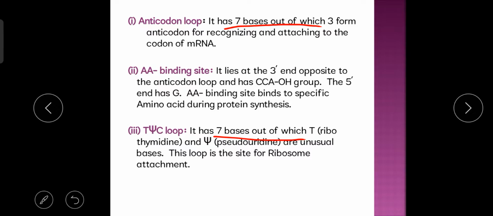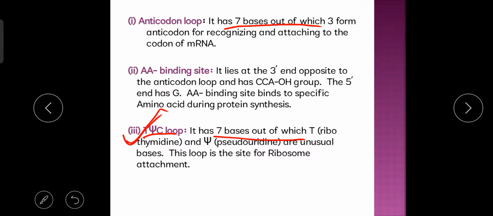Okay, so this is the third arm, where the T is the ribothymidine, psi is the pseudouridine, and C is for cytosine. Okay, so this is another loop. And what is the function? What is the importance of this loop? This T psi C loop helps in the ribosome attachment.